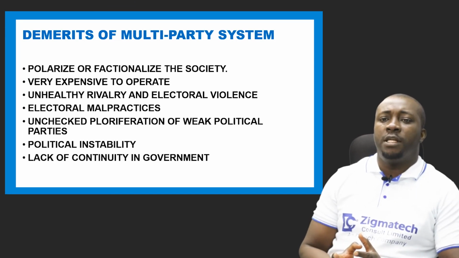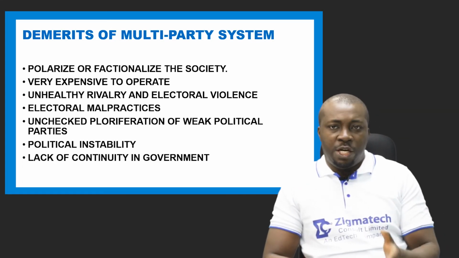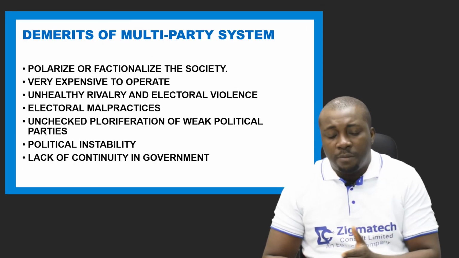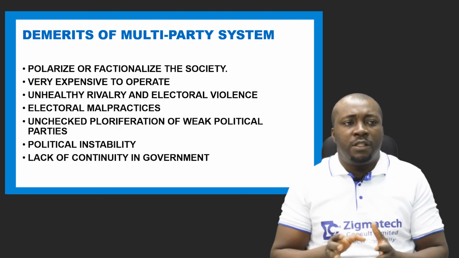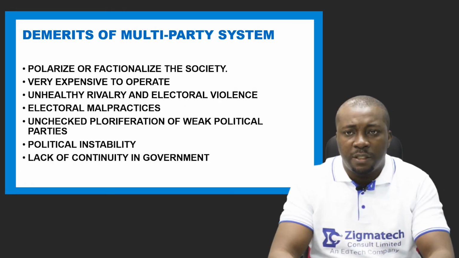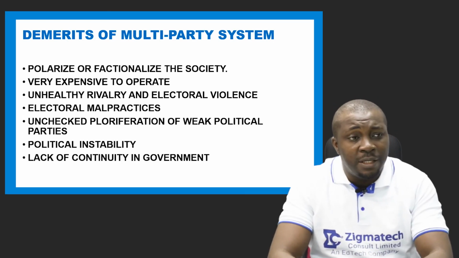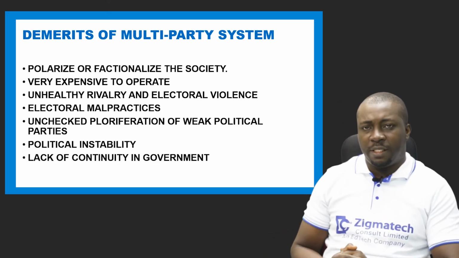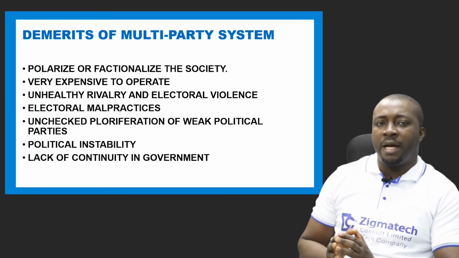Why we say lack of continuity in government is that if you vote another party into power, that party may discontinue the programs of its predecessor because the programs may not be in line with the manifesto they promised the public. Because of this lack of continuity, there will be frequent change of government with different orientation, which will bring about instability in the political system. So these are some of the major demerits of the multi-party system. And if your country is operating a multi-party system, you see that some of these factors are there.